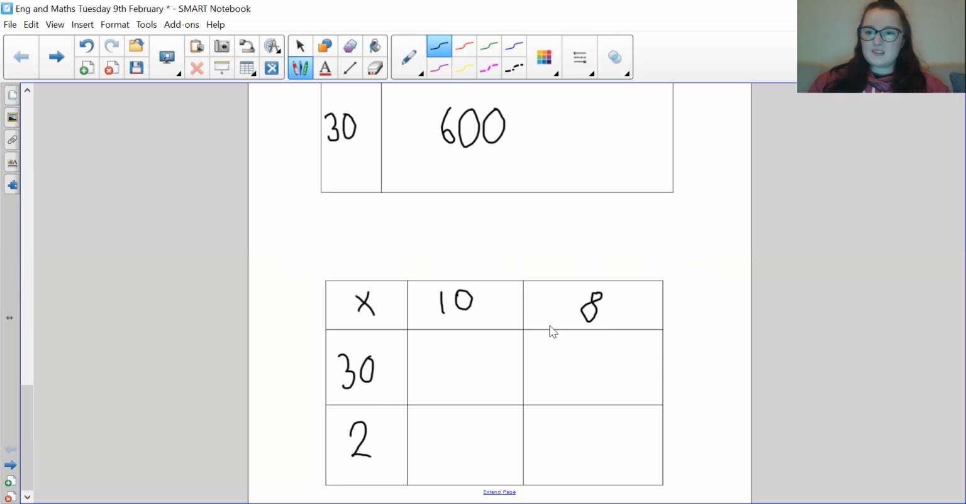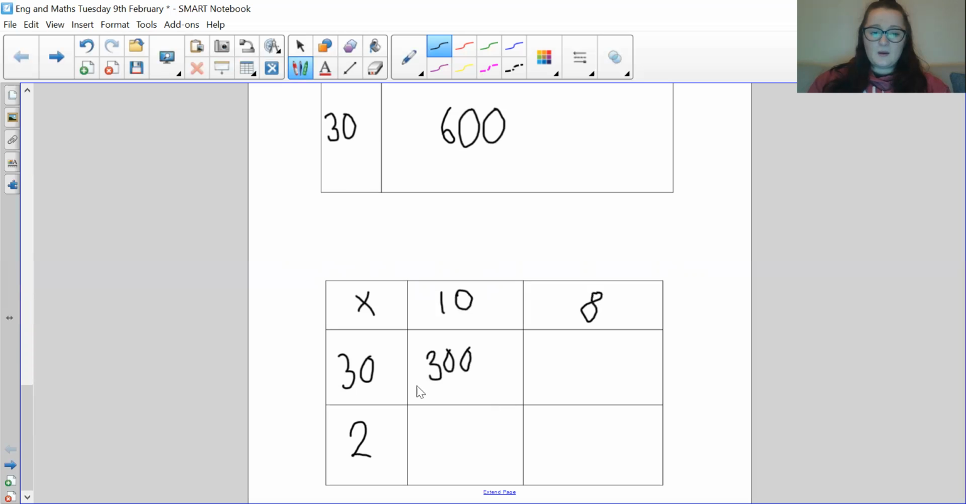Now this is where it gets a bit tricky. You're not all going to be doing this, so don't panic. I'm just going that little bit further just to make sure that we cover all bases. So I've got 30 times 10. So I know if I times 30 by 10, it would be 300.